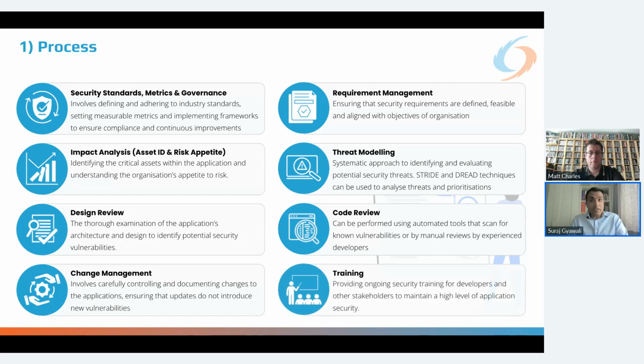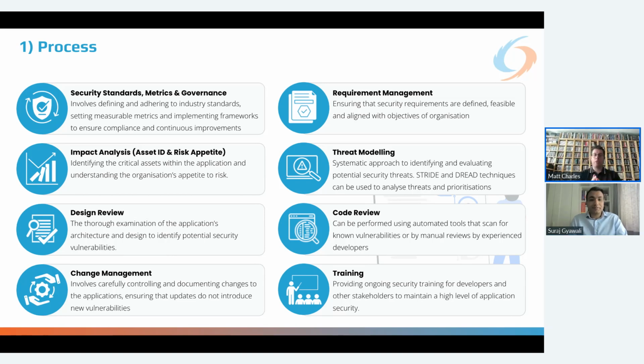As we know, humans are at the center when there are cybersecurity breaches. We are responsible for 95% of those impact. Providing ongoing security training for developers and other stakeholders is important for maintaining a high level of application security. Training programs should cover the latest security threats, best practices, and secure coding techniques to ensure that everyone involved is equipped with the knowledge needed to develop and maintain secure applications.